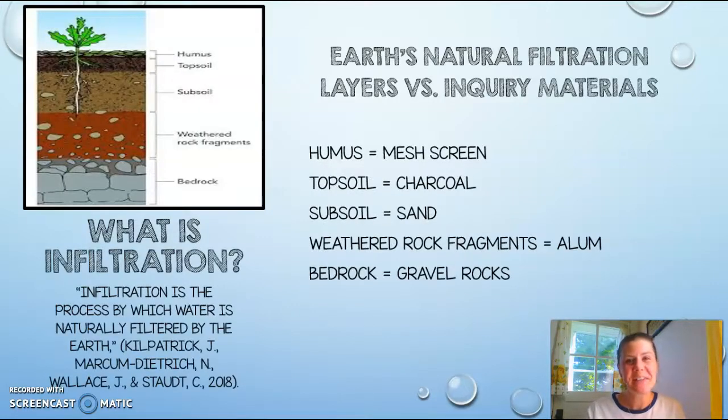So I did a little bit of research to see how I could look at the Earth's model to use the materials I was given to make the same kind of water filtration system. Infiltration is the process by which water is naturally filtered by the Earth. So I was looking at the different layers, like the humus layer where the roots are, and I saw that as maybe like the mesh screen. The topsoil, similar to charcoal, the subsoil like sand, weathered rock fragments like alum, and the bedrock as the gravel rocks.